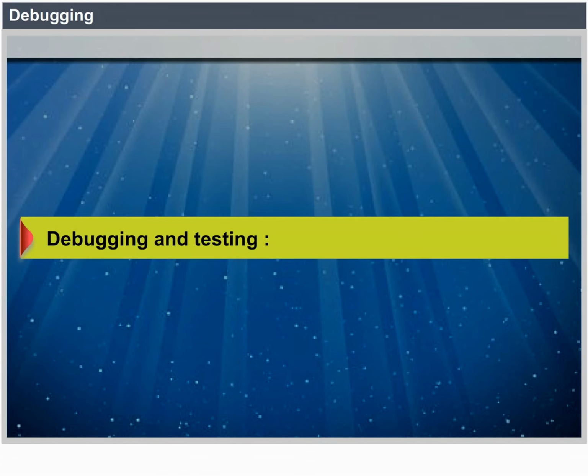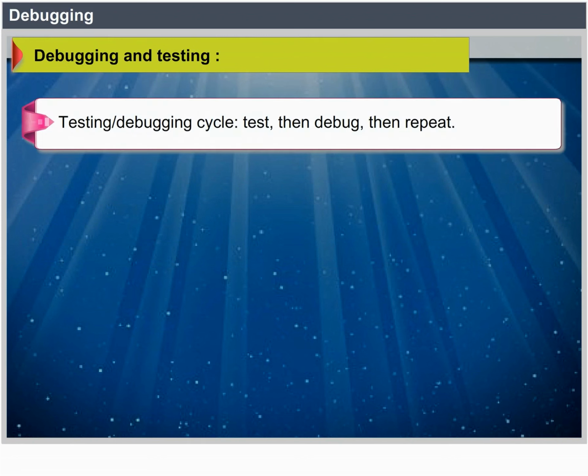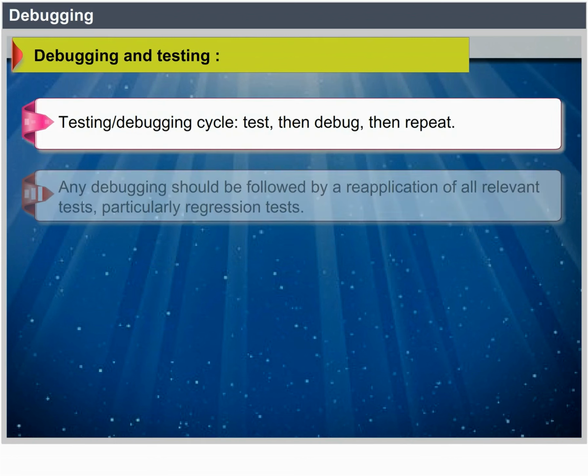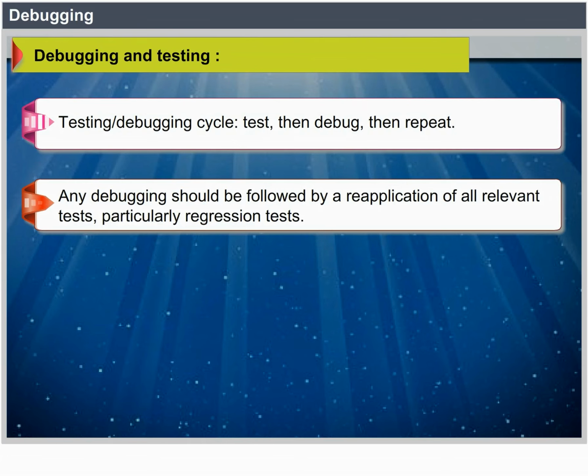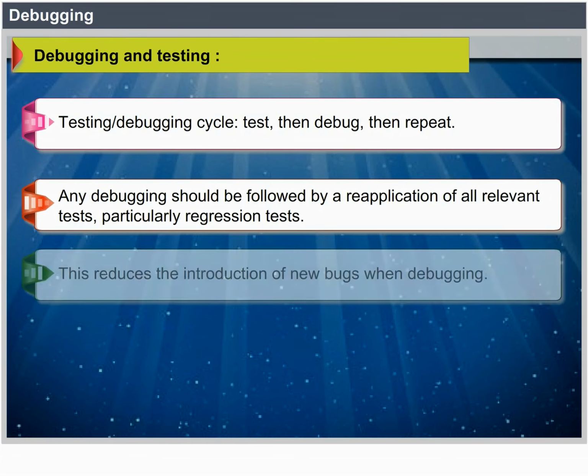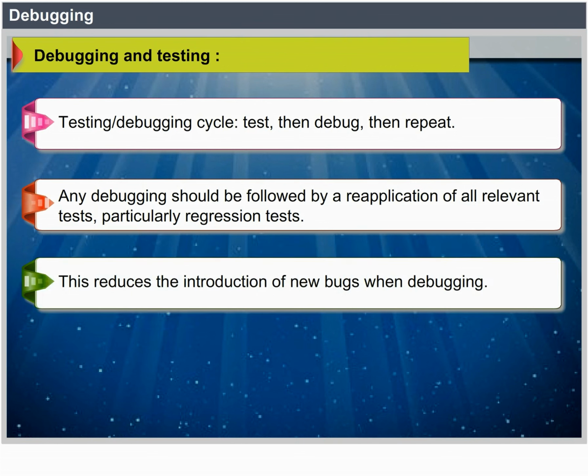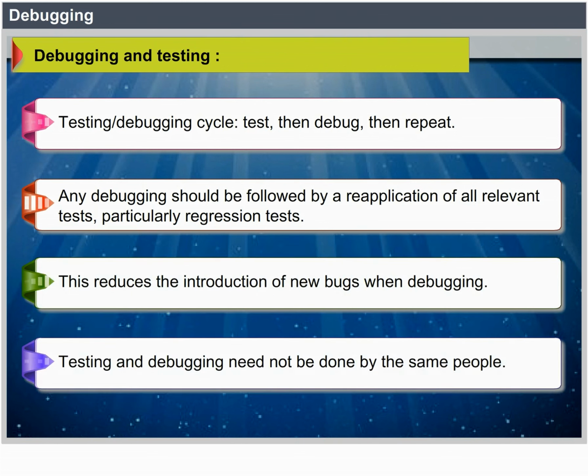Debugging and testing. Testing, debugging cycle. Test, then debug, then repeat. Any debugging should be followed by a reapplication of all relevant tests, particularly regression tests. This reduces the introduction of new bugs when debugging. Testing and debugging need not be done by the same people.